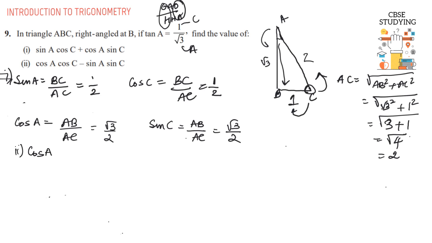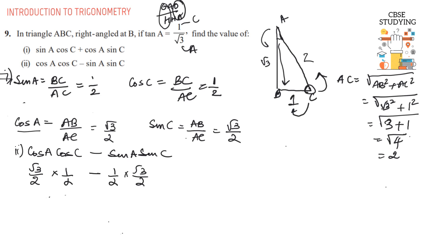cos A cos C minus sine A sine C. What is the value of cos A? Root 3 by 2. What is the value of cos C? 1 by 2. Sine A value is 1 by 2 and sine C value is root 3 by 2. So root 3 by 2 into 1 by 2, root 3 by 4 minus over here again root 3 by 4, which is 0. So the answer for this one is 1 and the answer for this one is 0. Hope it's clear. Let's move to the next question.